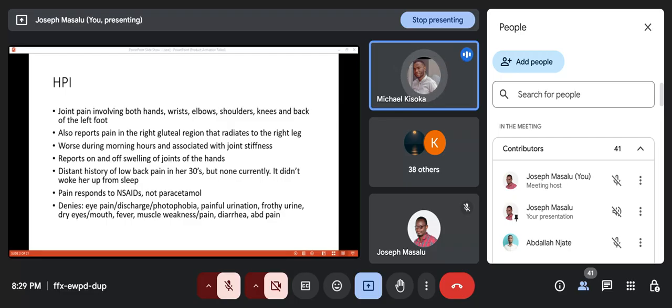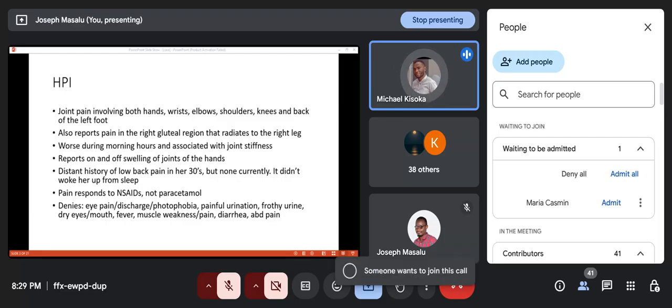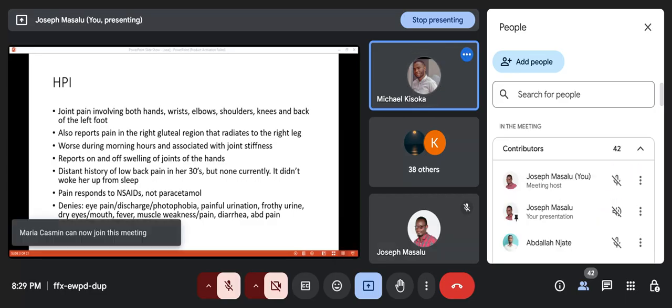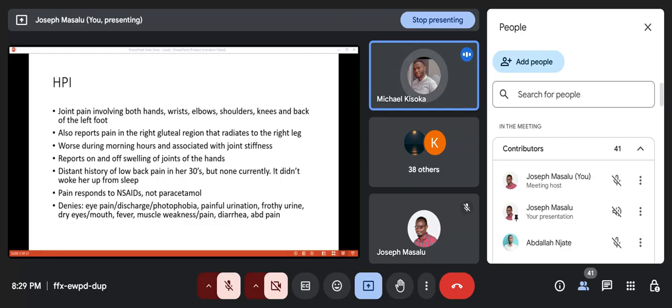So this is confirming the presence of intermittent episodes of inflammation. This is more likely to be an inflammatory joint pain. Up to this point in time, I'll put my coin on the inflammatory joint pain. There is a distant history of back pain in the 30s, but none currently, and it wasn't worked up. The pain was not that severe, so the scale at that moment was minimal.